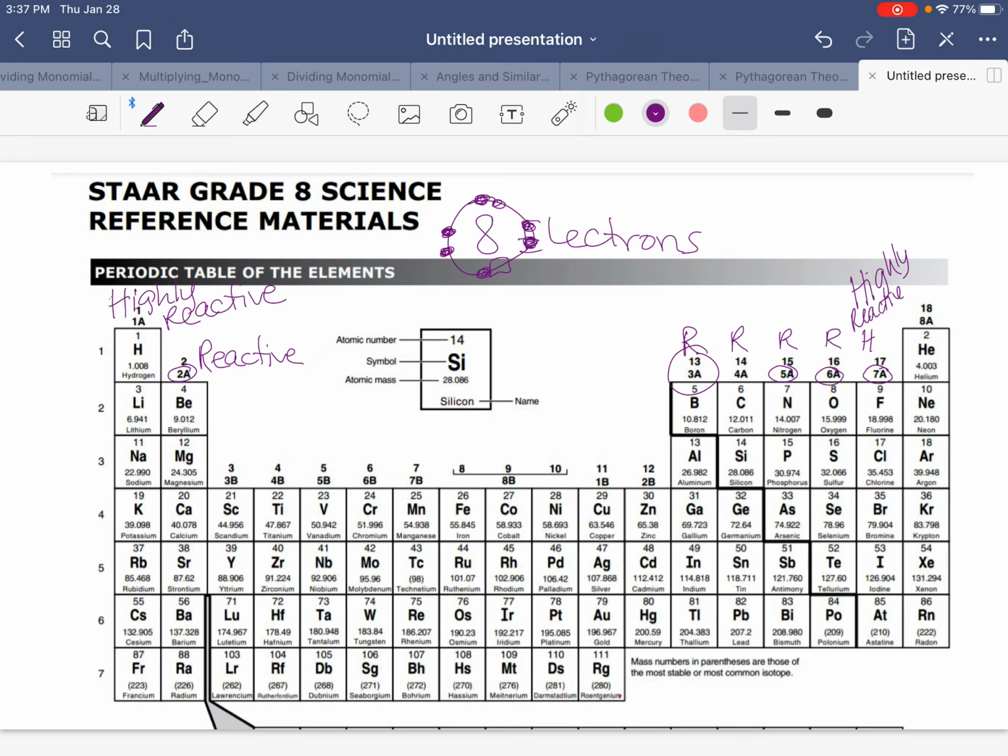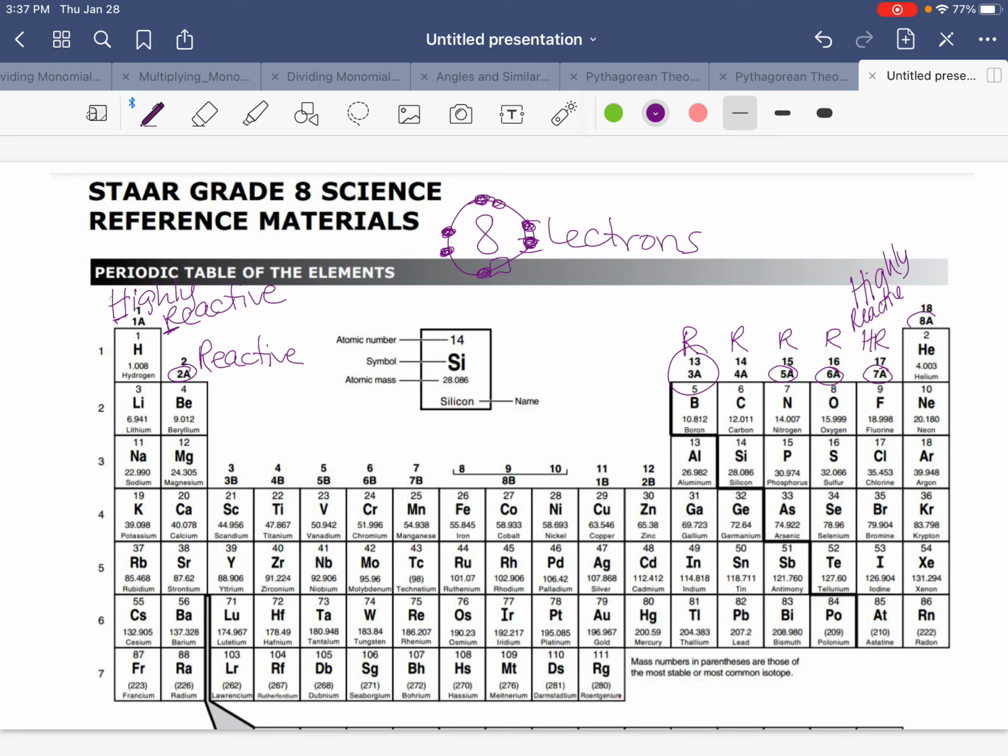My kids, we label it HR, HR for highly reactive. So they know that they put highly reactive or HR above group 1A and group 17 with 7 valence electrons.